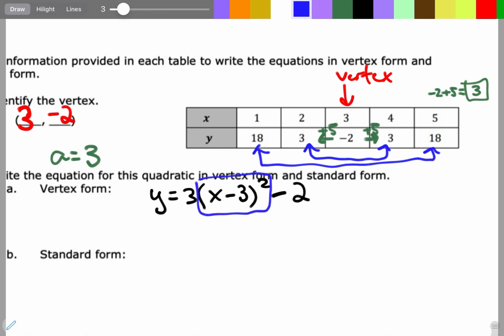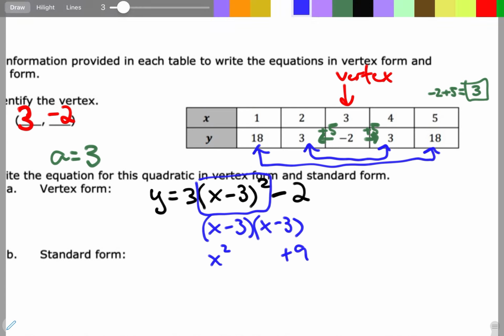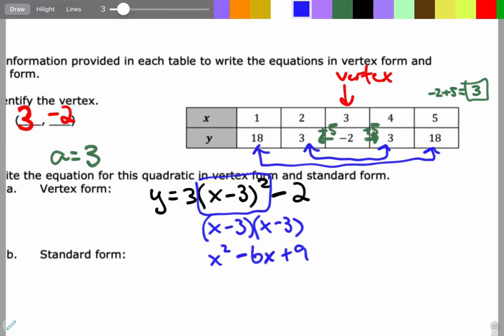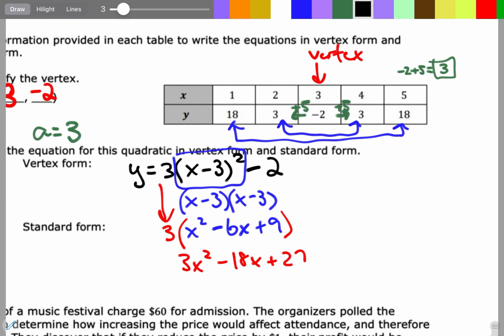Let's start here. X times x, x squared, negative 3 times negative 3, positive 9. How do we get that middle number? Add these two numbers together. Negative 3 and negative 3 is negative 6. Put the x on there. Drop down this 3 in front and distribute. Drop down this minus 2 on the back end, and we will get positive 25.